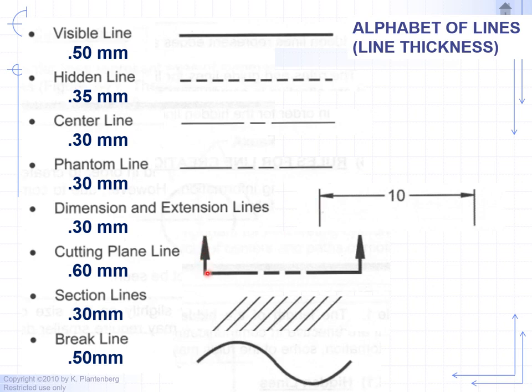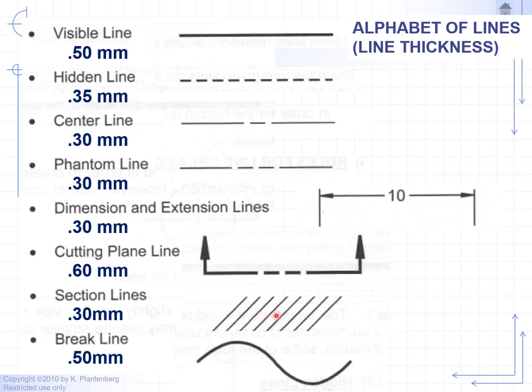Okay, now the one that we're going to be using in this chapter is the cutting plane line, and we do want it to stand out from these other lines and the object lines. Either we're going to make it thicker so it can stand out, or we can even make it thinner.